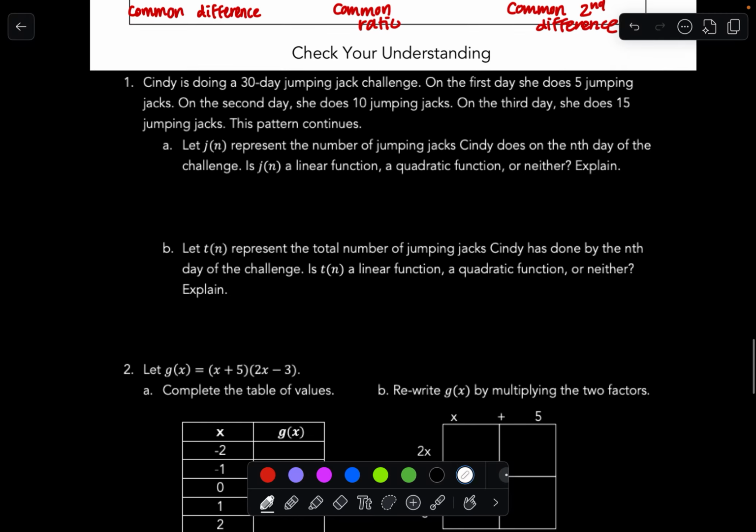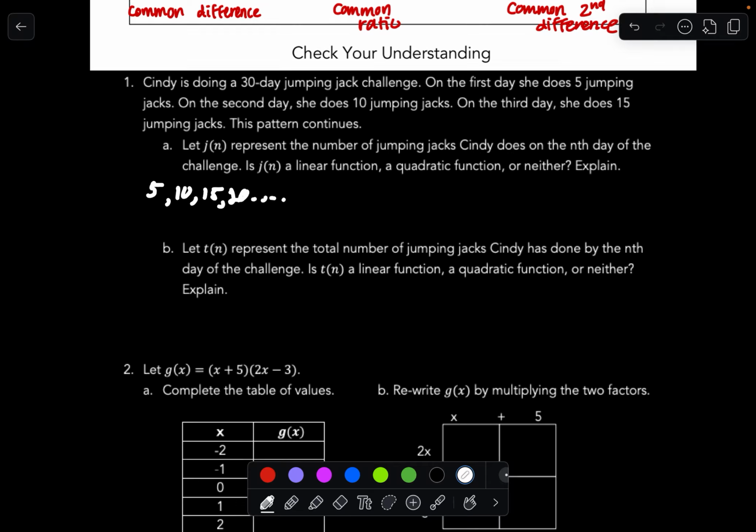The first question: Cindy is doing a 30-day jumping jack challenge. On the first day, she does 5 jumping jacks. On the second day, she does 10 jumping jacks. On the third day, she does 15 jumping jacks. This pattern continues. So the pattern is that you start off with 5, then 10, then 15, and then 20, and so forth. Okay?